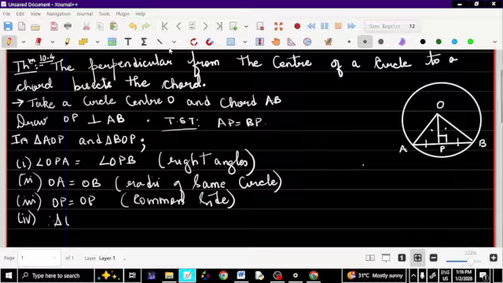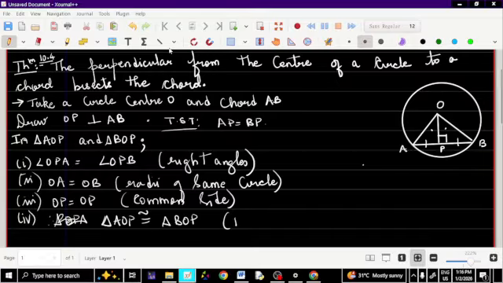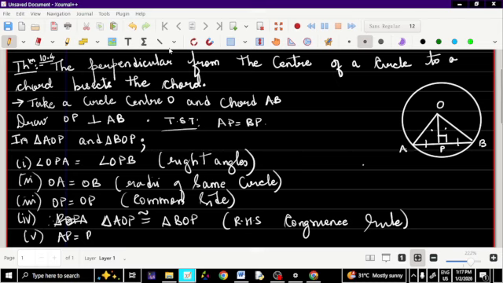Therefore, triangle AOP is congruent to triangle BOP. The reason is RHS congruence rule, and therefore by CPCT, AP will be equal to BP. That will be point number 5. So that is by CPCT.